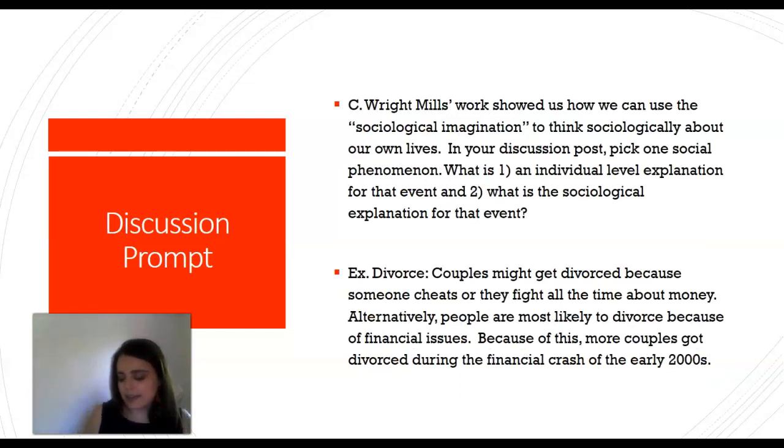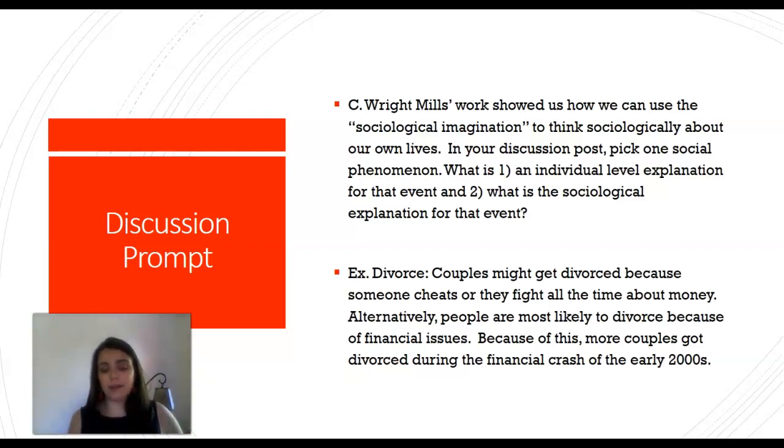All right, so that leads us to the end of our lecture today. So this is your discussion prompt. You'll also find this linked in the module if you just want to go there, and the prompt is written out as well. All right, so for this prompt, I want us to think a little bit more about C. Wright Mills. So in this discussion post, I want you to pick one social phenomenon. So we talked about unemployment, for example, in the lecture. I want you to identify what the individual level explanation for that event would be, and then what the sociological explanation for the event would be.